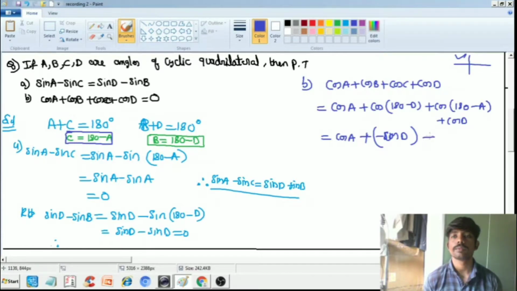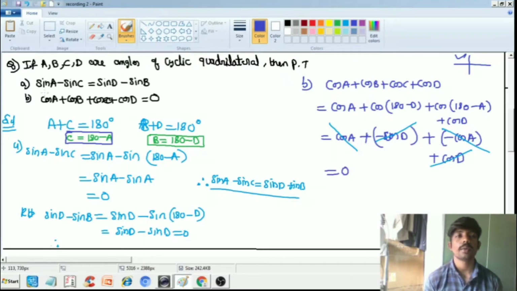plus minus cos A plus cos D. From here we can cancel the terms. Plus cos D, minus cos D cancel, plus cos A, minus cos A cancel, hence from here the solution is 0. Hence the B part is 0, hence LHS is equal to RHS.